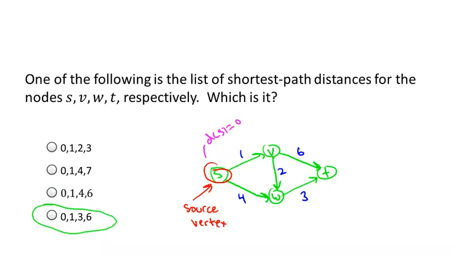Now suppose you wanted to get from S to V. Well, there's actually only one way to do that. You have to go along this one-hop path. So the only path has length 1. So the shortest path distance from S to V is 1.